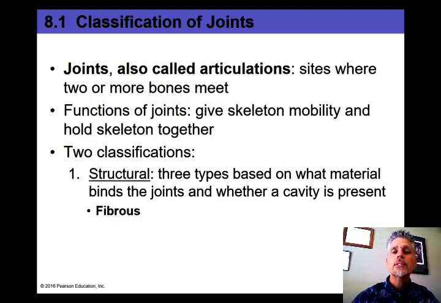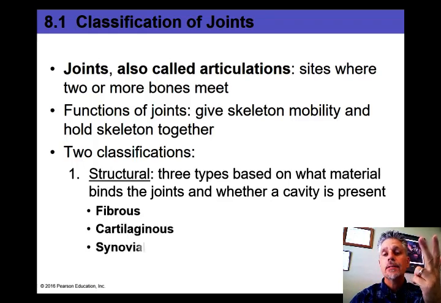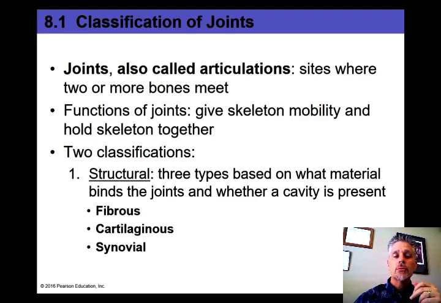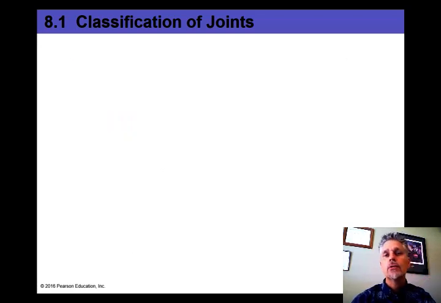So when we look at the structural types, there are three subtypes. There are fibrous and cartilaginous and synovial. So those are the three types. Now when you look at those names, you might be able to guess the first couple in terms of what's holding these things together, or what's making up the joint where these two bones are coming together. But the third one maybe isn't quite so obvious. So we'll see.